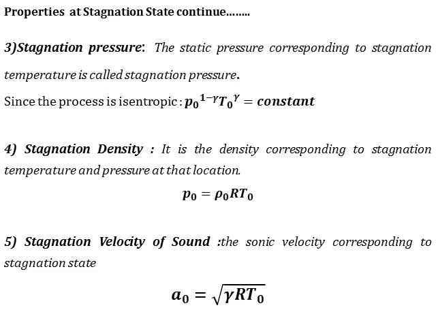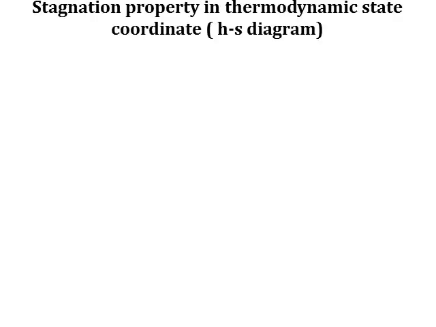This is given as A0 is equal to root of gamma R T0, and all we did was take the previous simplified equation for the speed of sound and replace T with the stagnation temperature T0. Now let us see how the stagnation properties are represented in a thermodynamic state coordinate system. We start with the HS diagram. Please note that HS diagrams and TS diagrams are very important in the study of compressible fluid flow.